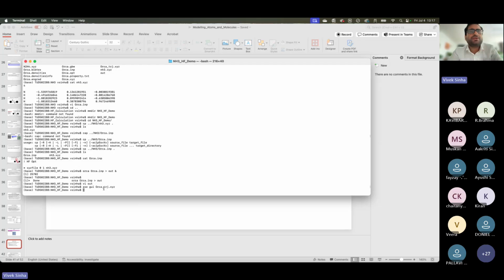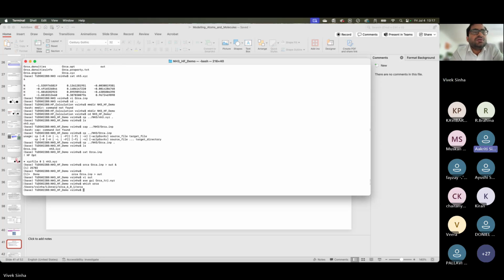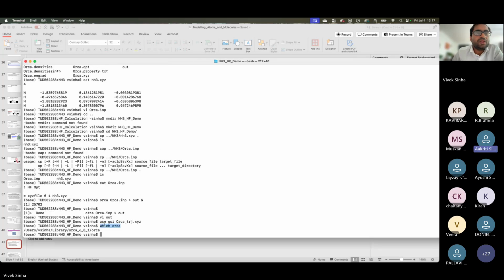So which command did you execute? It was ORCA, then orca.inp, the file name. Can you just execute this command? Which ORCA? Which one? I don't see it. Okay, this one. Let me try, I'll clear my screen.